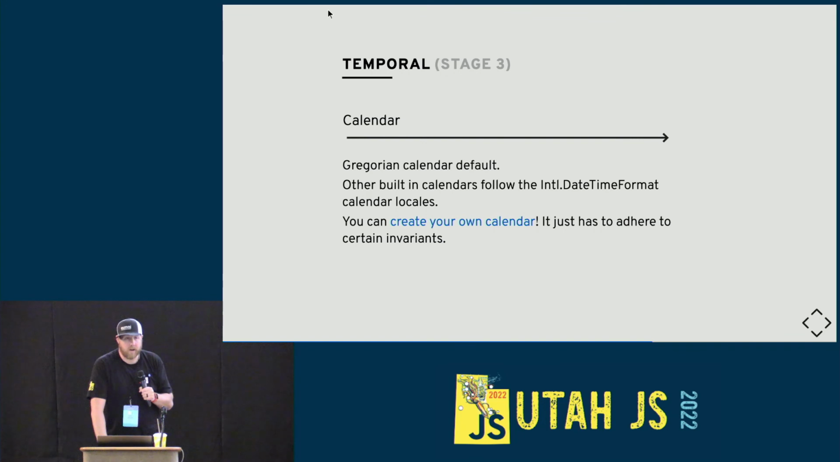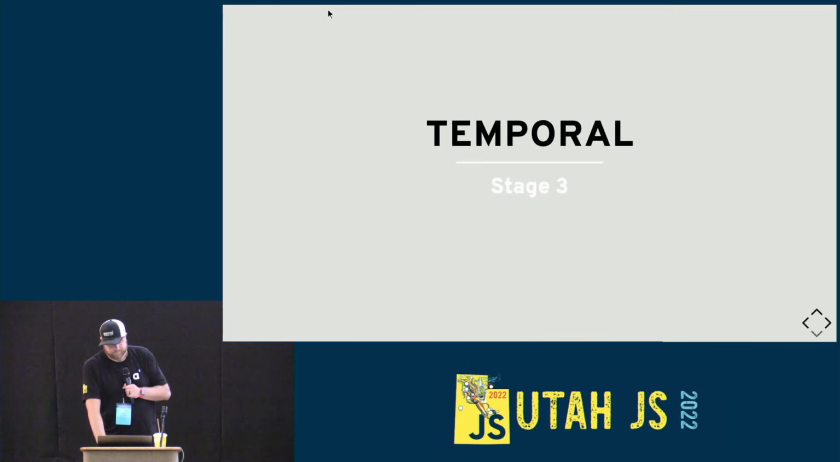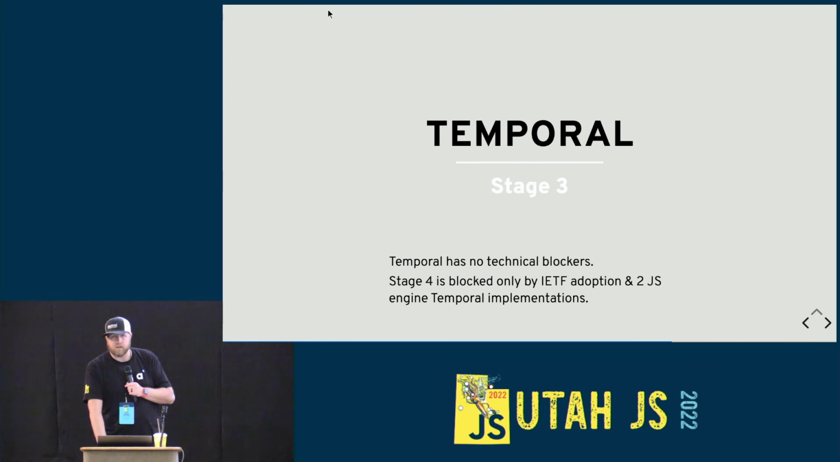Calendars. You can have more than Gregorian. The ones that are available can be found on the Intl.DateTimeFormat page on MDN. They're all listed there, but you can also create your own, provided they adhere to certain invariants. They're really cool. You could create custom ones or missing ones, a Mayan calendar on there if you wanted.